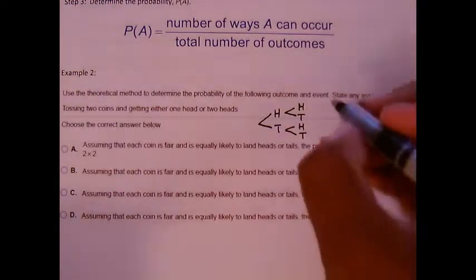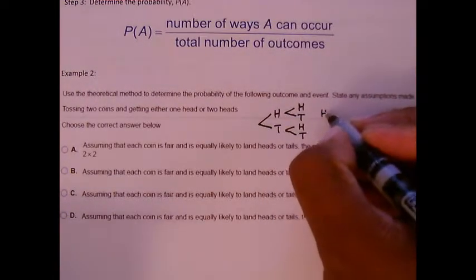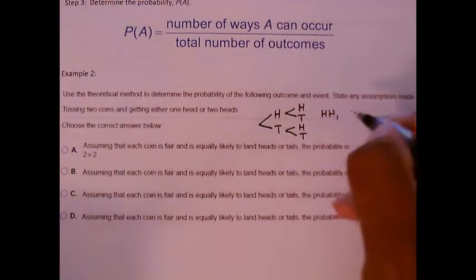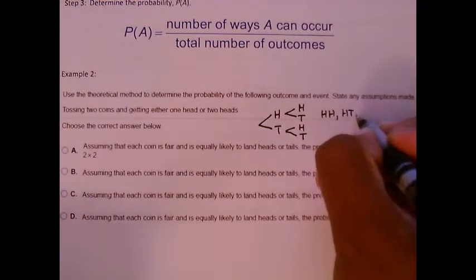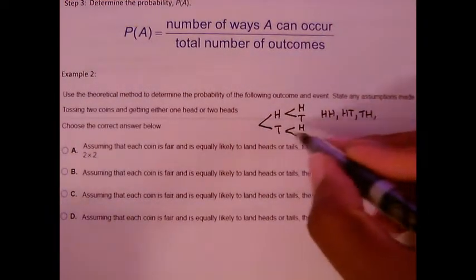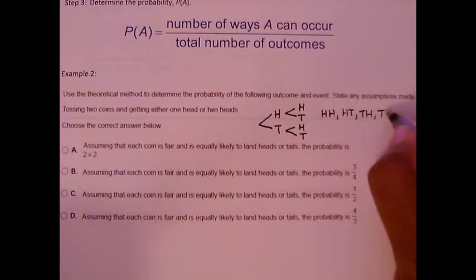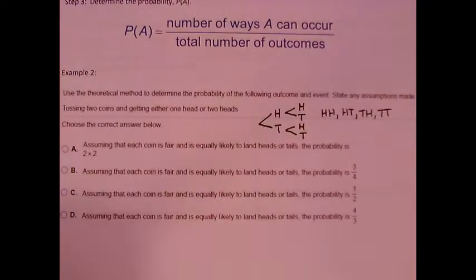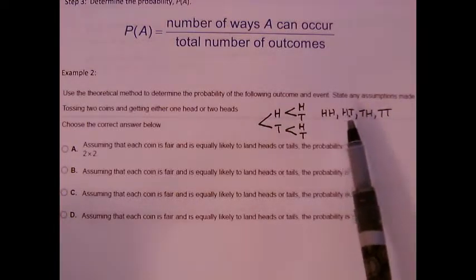So all the possible outcomes would be this: a head and a head, head and a tail, tail then head, and finally tails and tails. Okay, so here we want to find out this: tossing 2 coins and getting either 1 head or 2 tails. And we want to find out what that probability is for 1 head or 2 tails.